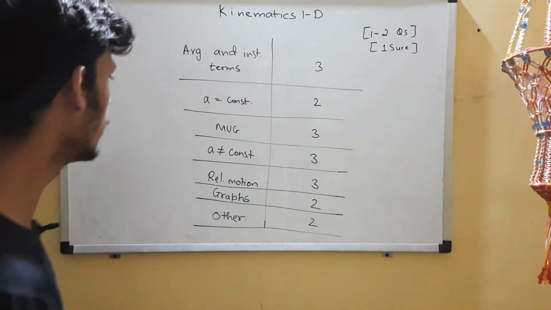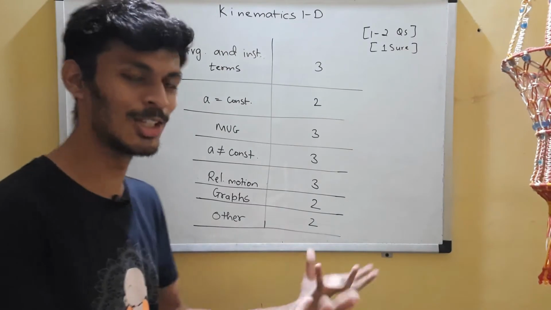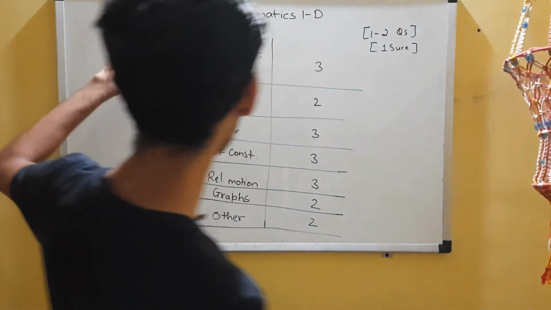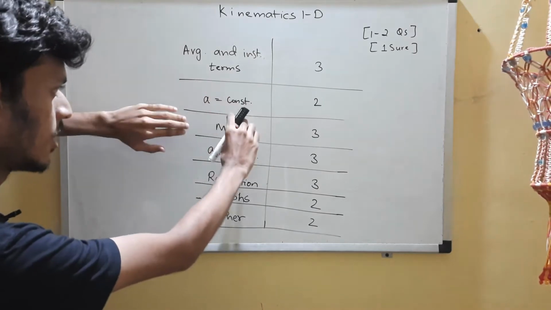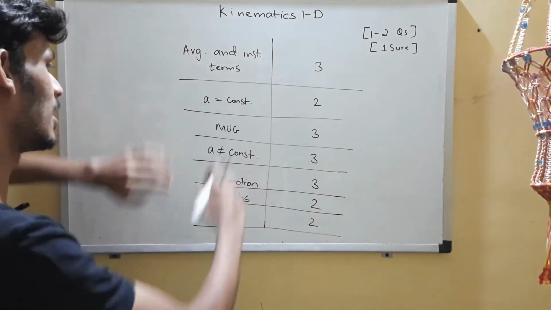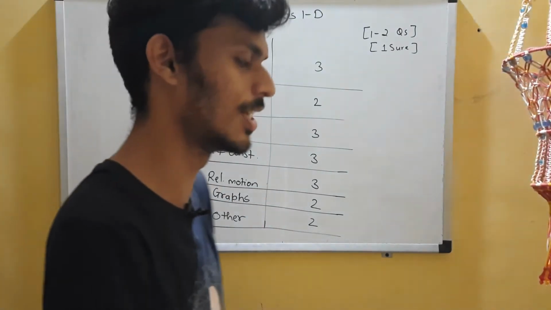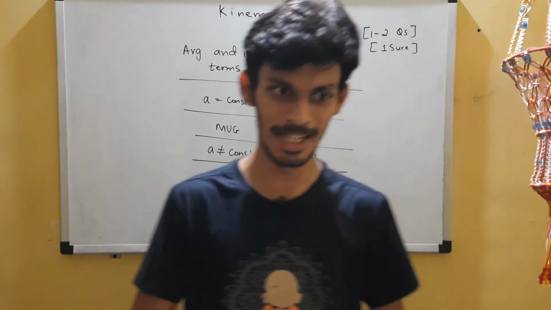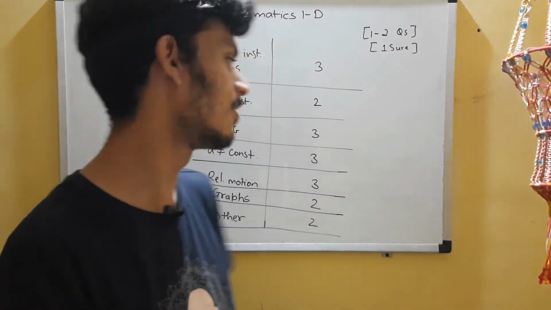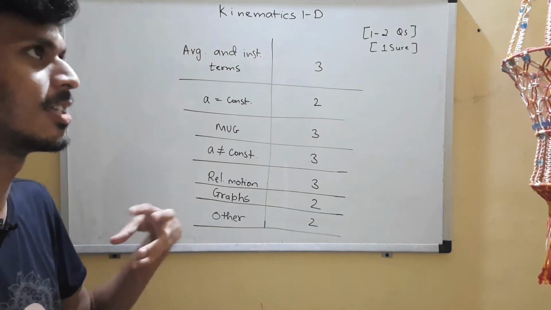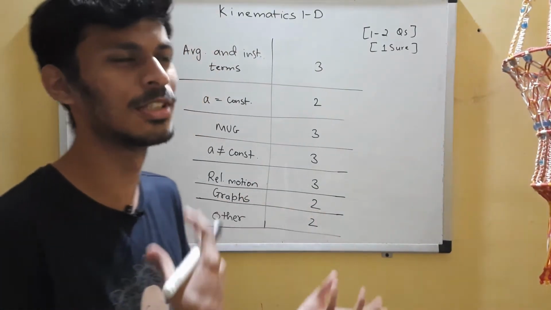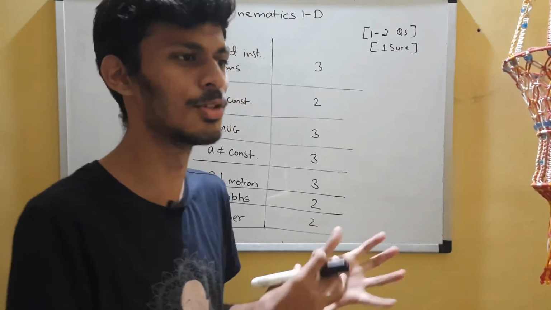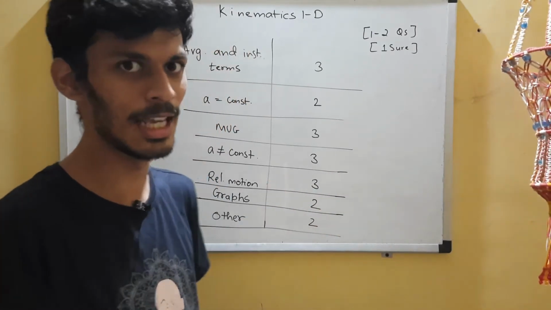Now the next topic is non-uniformly accelerated motion. We have discussed average and instantaneous terms, uniformly accelerated motion, and motion under gravity, which is also an example of uniformly accelerated motion. Now the next topic is obviously non-uniformly accelerated motion. Again very straightforward questions. 3 questions were asked over the 15 years, and it just includes the usage of formula. If you know the concept, you'll easily be able to do it.